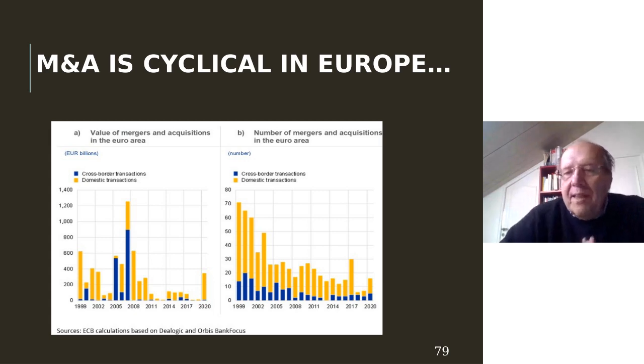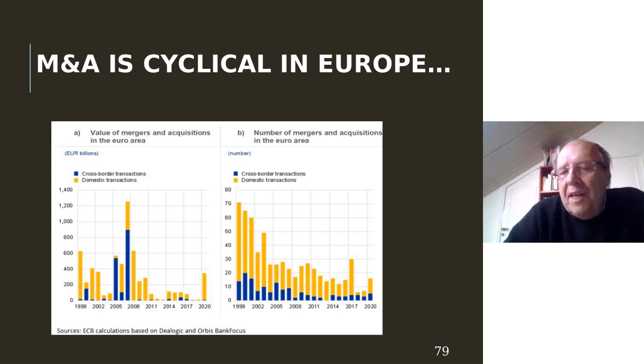Here we say that there is a wave of merger and acquisition. You see in terms of value, you have numbers on the right side and value on the left side. In terms of numbers, there were a lot of mergers. This is Europe. You have a lot of mergers at the end of the century and fewer now.